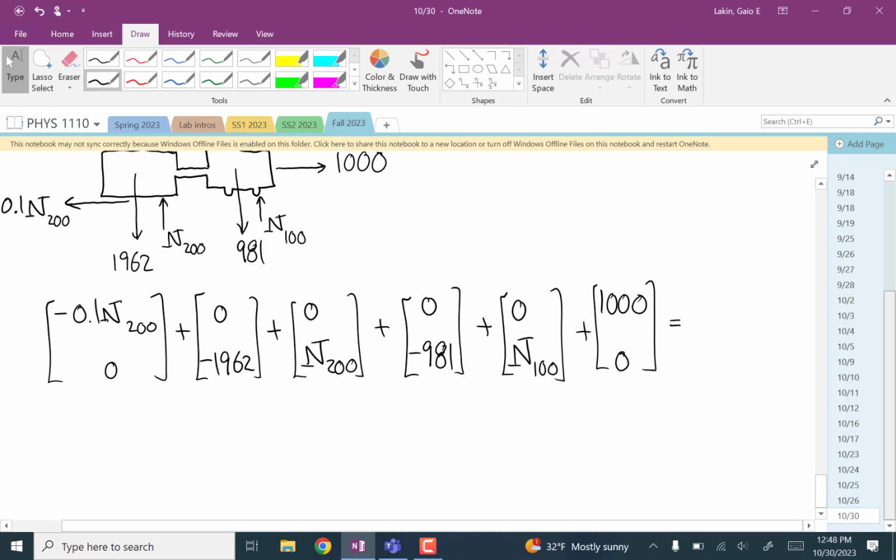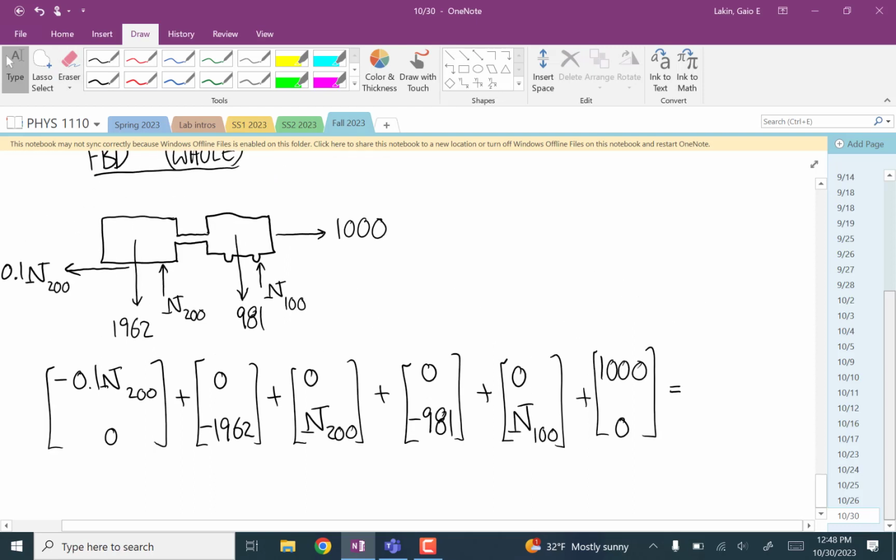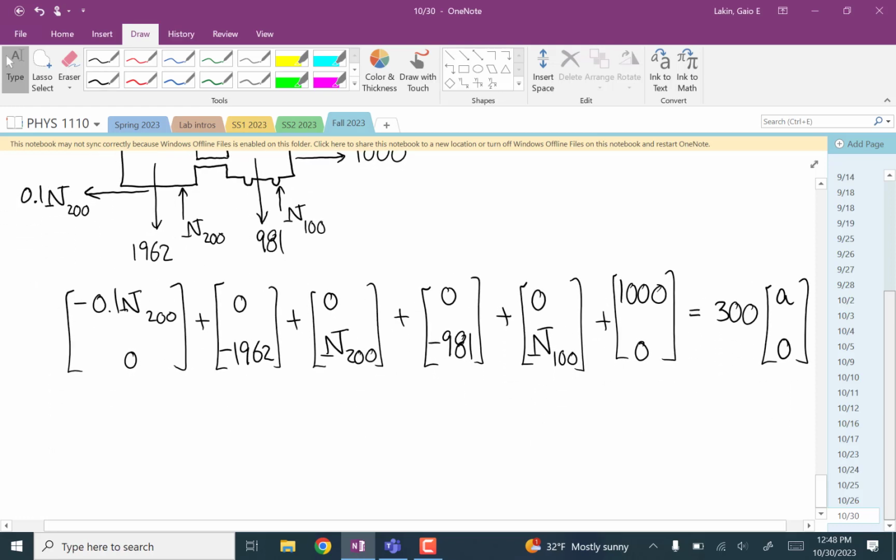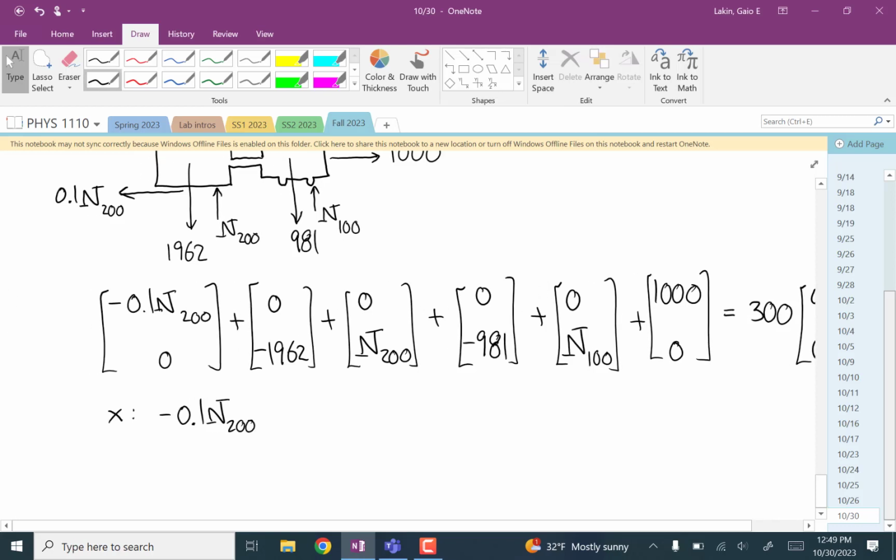And then that's equal to the mass of the whole system, which is 300, times the acceleration that's happening along the x-axis. All right, so we have these two equations. The x equation says negative 0.1 N200 plus 1,000 is equal to 300a.